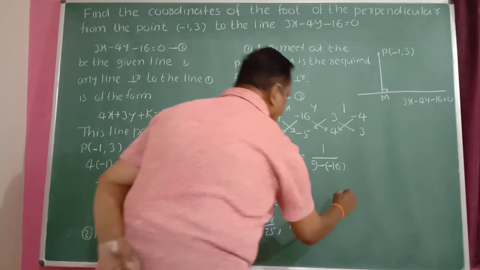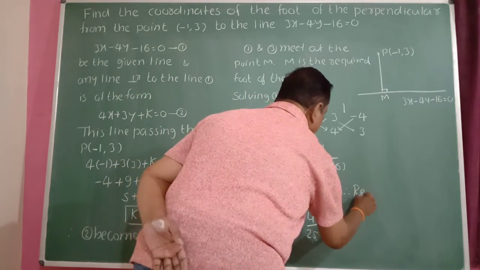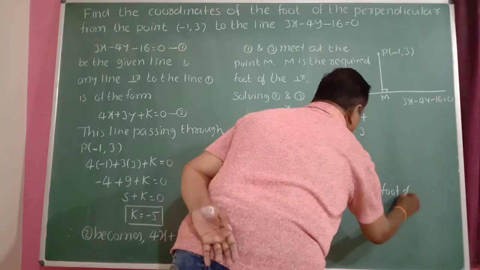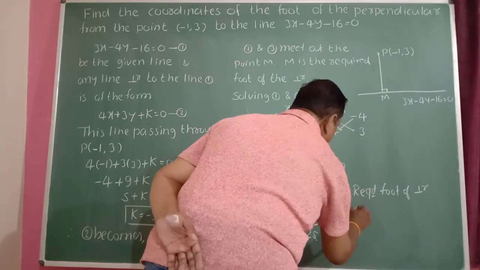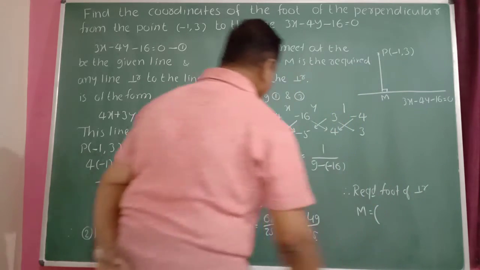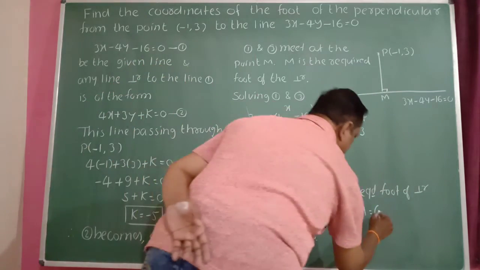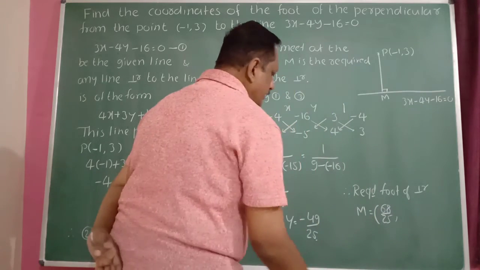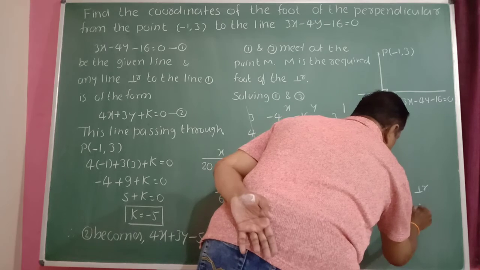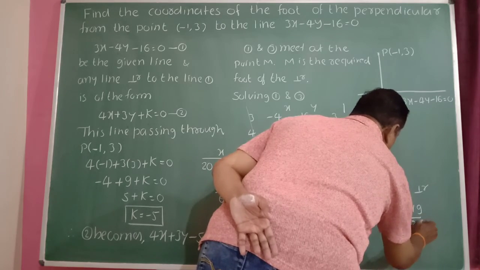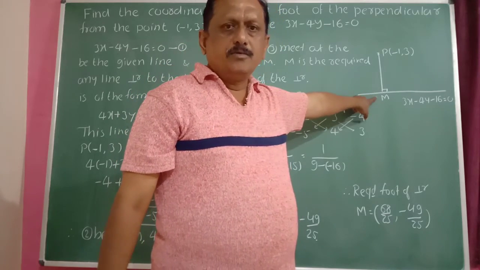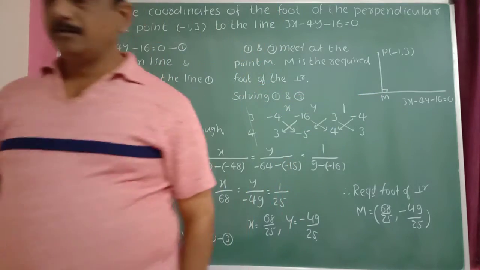Therefore, required foot of the perpendicular M is equal to 68 upon 25 and minus 49 by 25. So this is the required foot of the perpendicular. Yes.